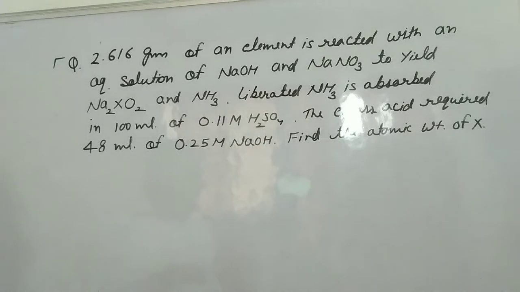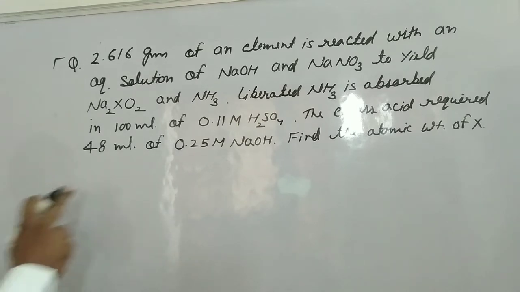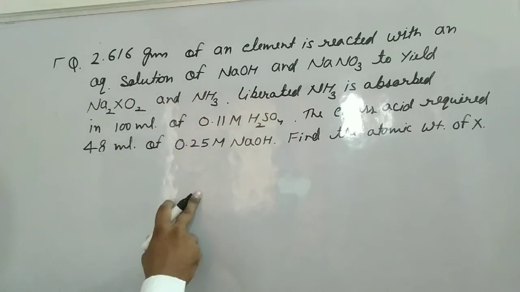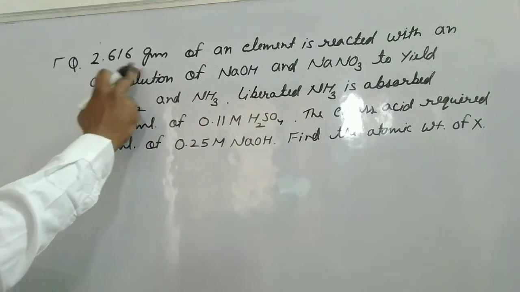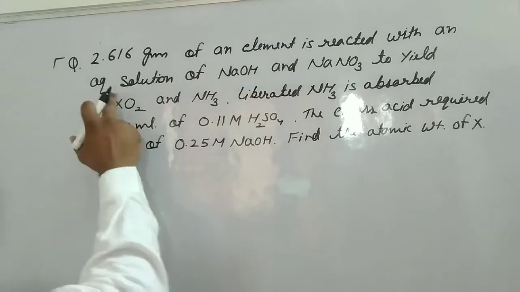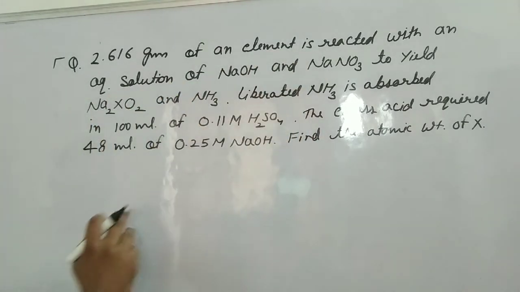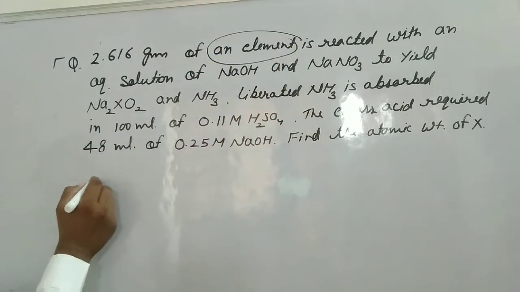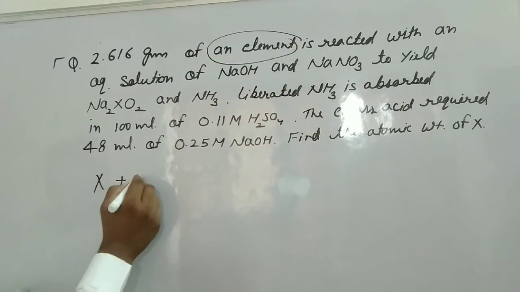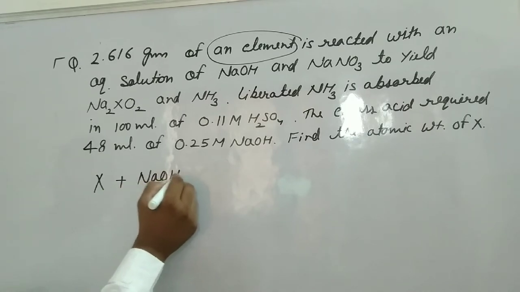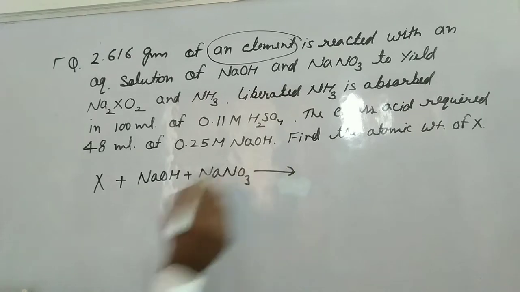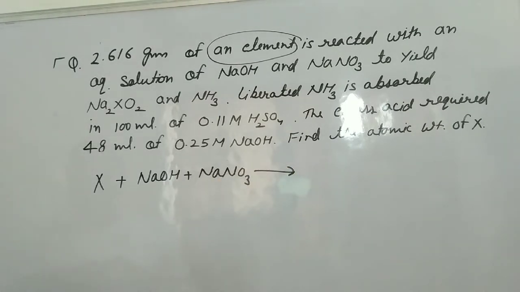Hello students, let's see how we can solve this question. First of all, we have to write down the equation. In the question, it is given that 2.616 gram of an element is reduced with an aqueous solution of NaOH and NaNO3. Clear? Suppose that element is X. So X reacts with NaOH plus NaNO3. Clear? That element reacts with NaOH and NaNO3.